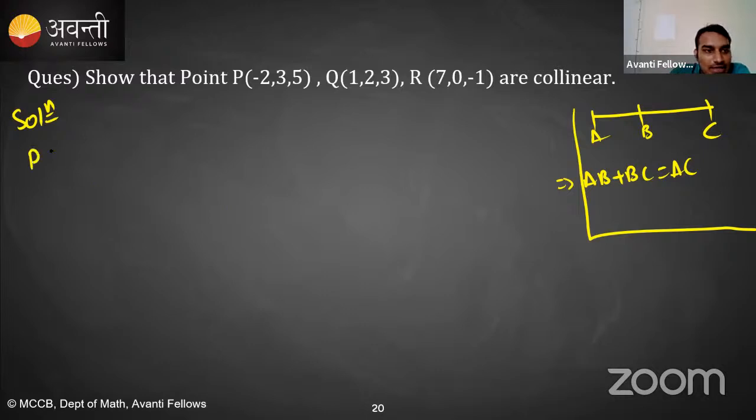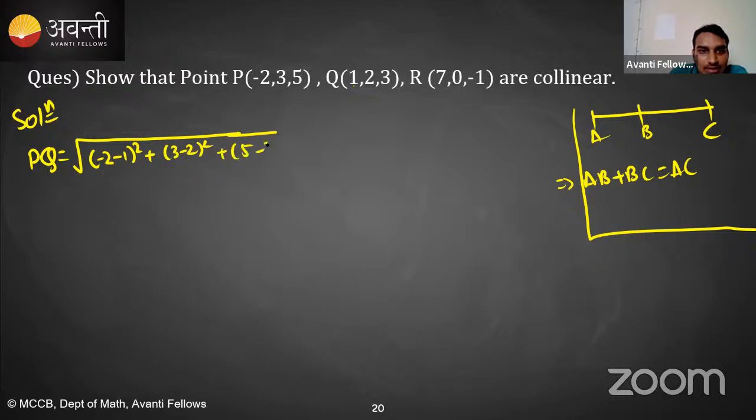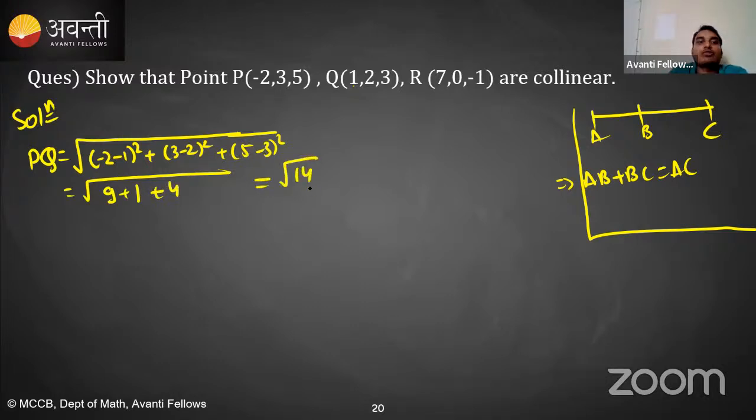Then let's just find PQ. PQ कितना है? Distance PQ is under root of, फॉर्मूला पता है, (x1 minus x2) whole square plus (y1 minus y2) whole square plus (z1 minus z2) whole square. So PQ: x1 is -2, x2 is 1. So (-2 minus 1) whole square plus (3 minus 2) whole square plus (5 minus 3) whole square. कितना आ गया? -3 square means 9, 1 square 1, 2 square 4. So this is 9 plus 1, 10 plus 4, 14. So square root 14.